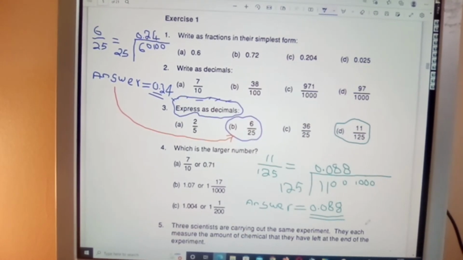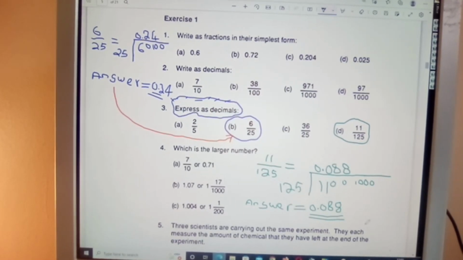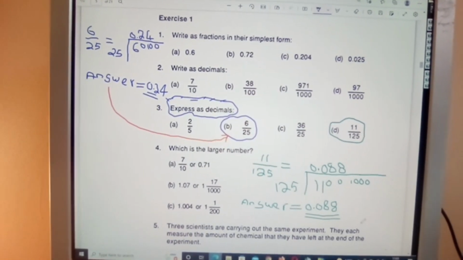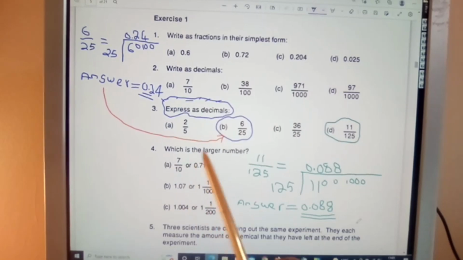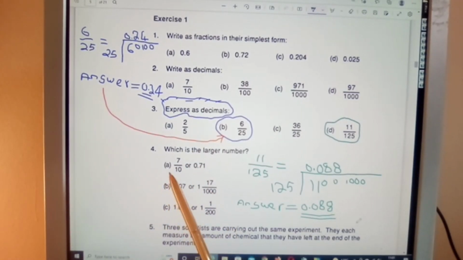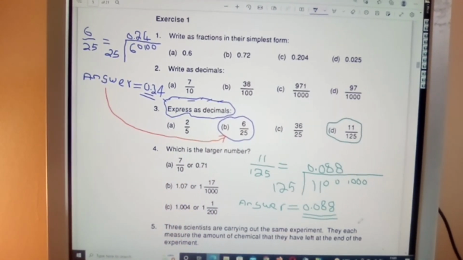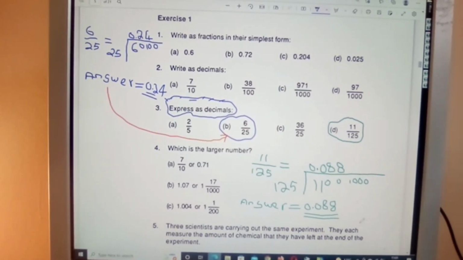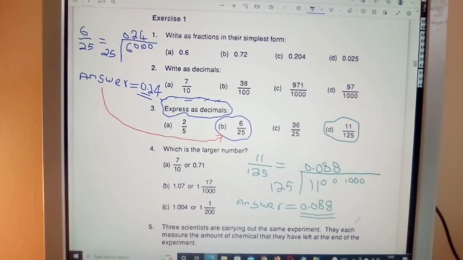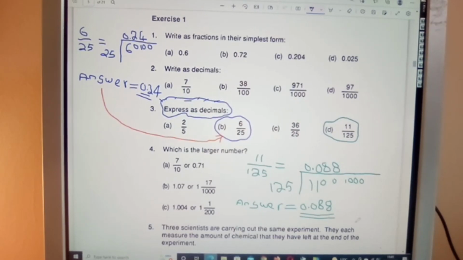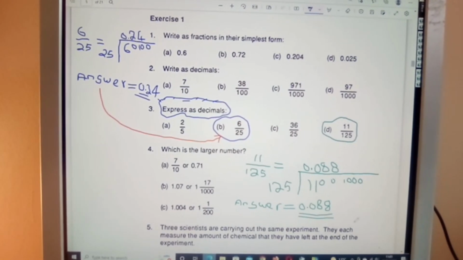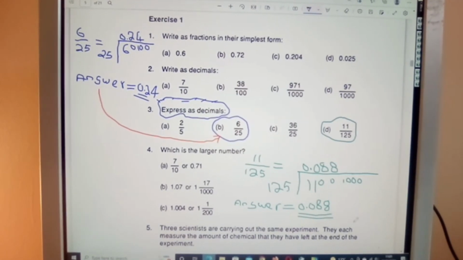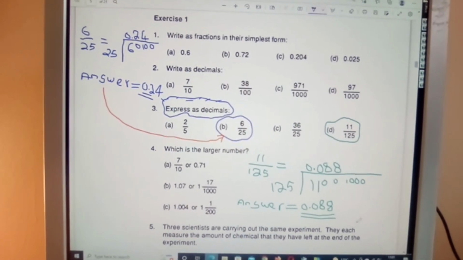Okay. Right. I hope you will find this useful. And next session we'll be looking at which is larger. Okay. A, B, or C. And I could tell you now that is 1.07 larger than 1.004, or is it larger than 0.71? And I tell you directly which is the biggest. But we'll leave that for the next time.